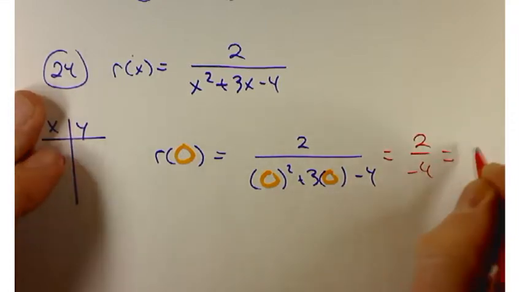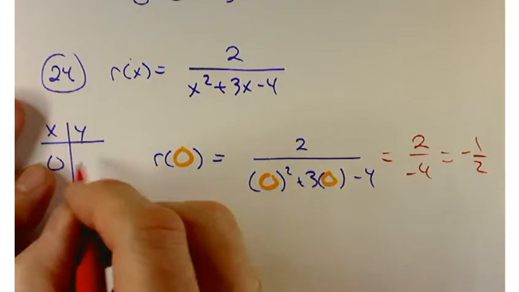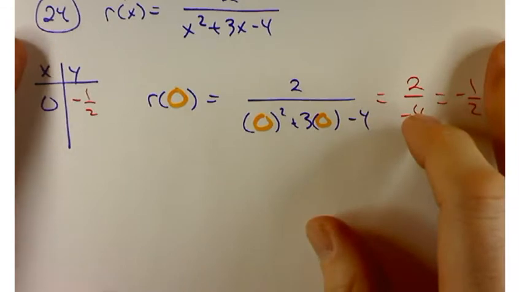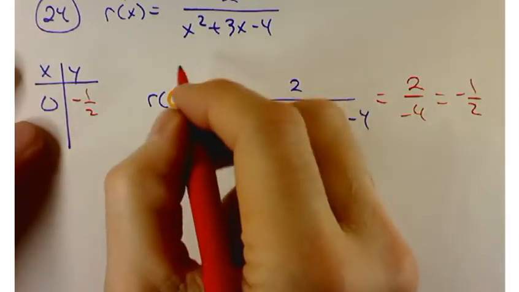Over negative 4, which is negative 1/2. So the graph of this should cross the y-axis at 0 and negative 1/2. So that's my y-intercept.